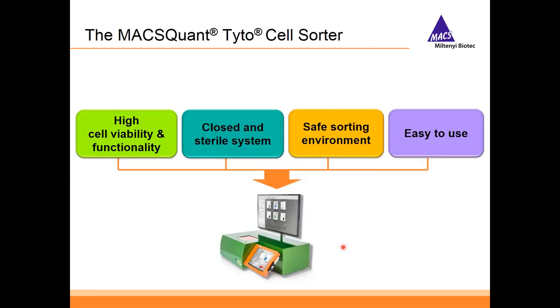First, I would just like to show you the instrument we are talking about. And this is actually the MACSQuant Tyto Cell Sorter, which we are discussing today. And we think with this cell sorter, you can really gain high cell viabilities and functionalities, as the sorting process itself is very gentle. It takes place in a closed and sterile cartridge system, which also makes it easy to transfer protocols to clinical or translational settings. As we're not producing droplets and we are in a closed system, we have a safe sorting environment. And last but not least, it's an easy-to-use system. Once you build up your gating strategy, it's simply a plug and play of the cartridge, and you will get your cells afterwards. But I will discuss all these points on the coming slides in more detail.